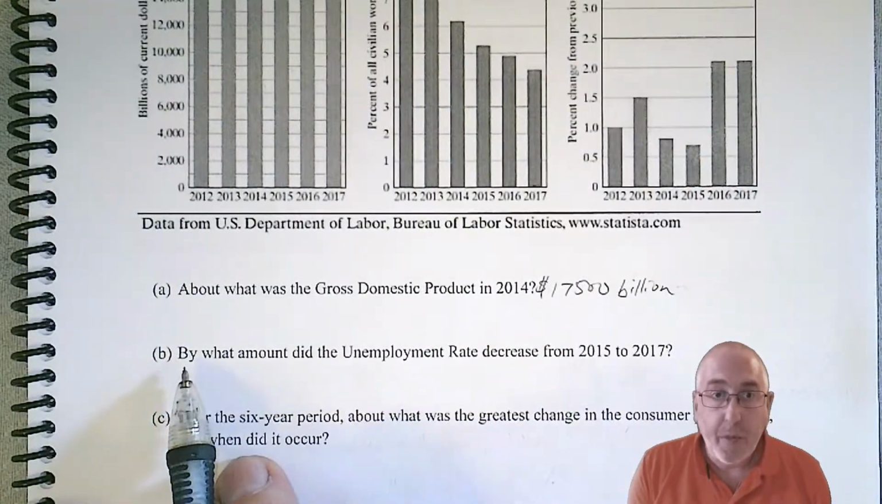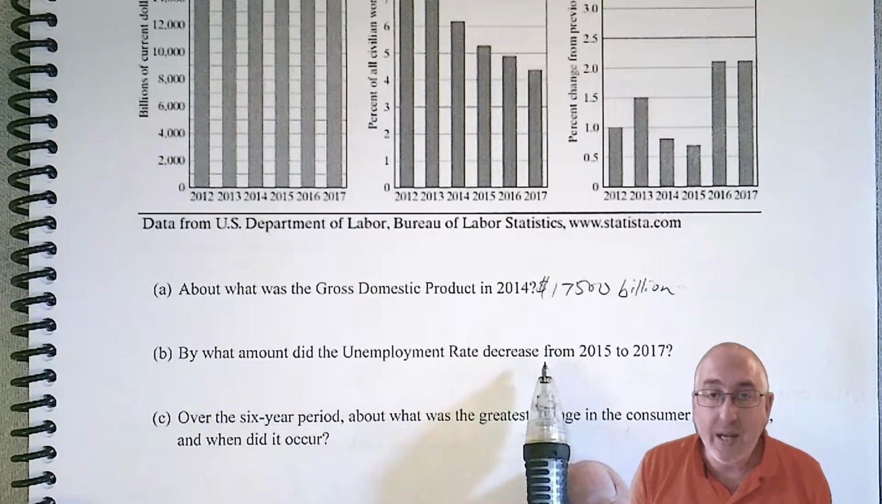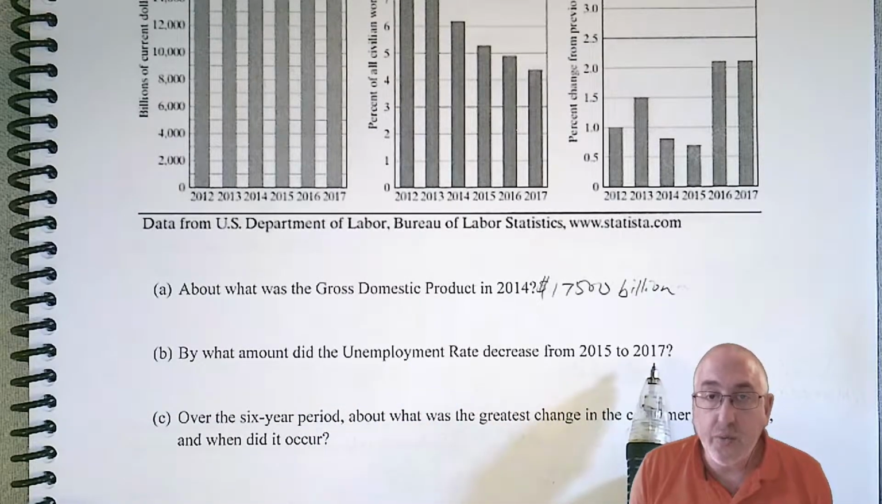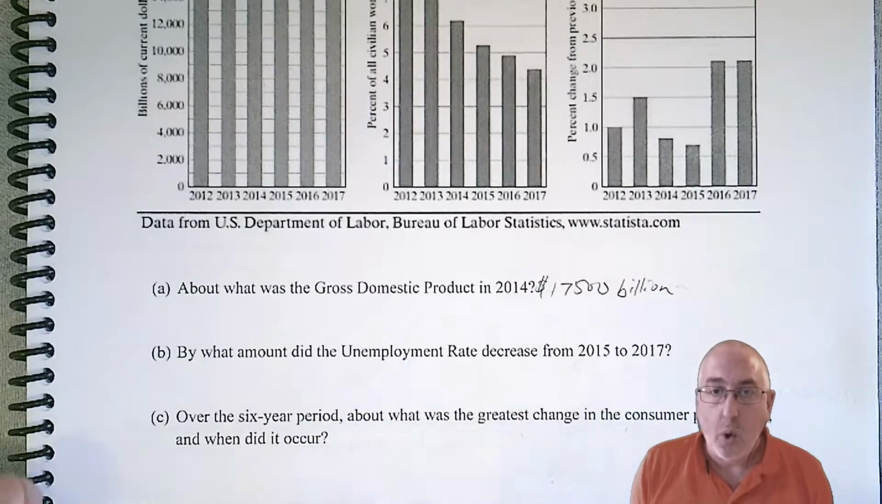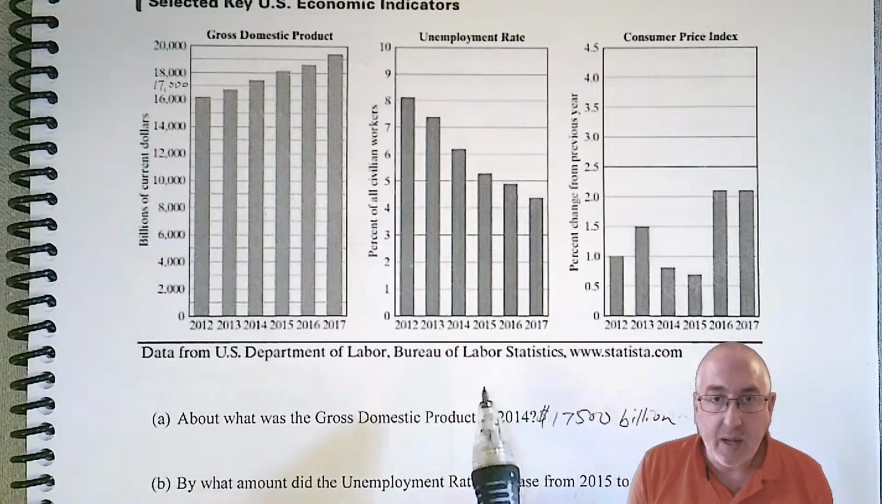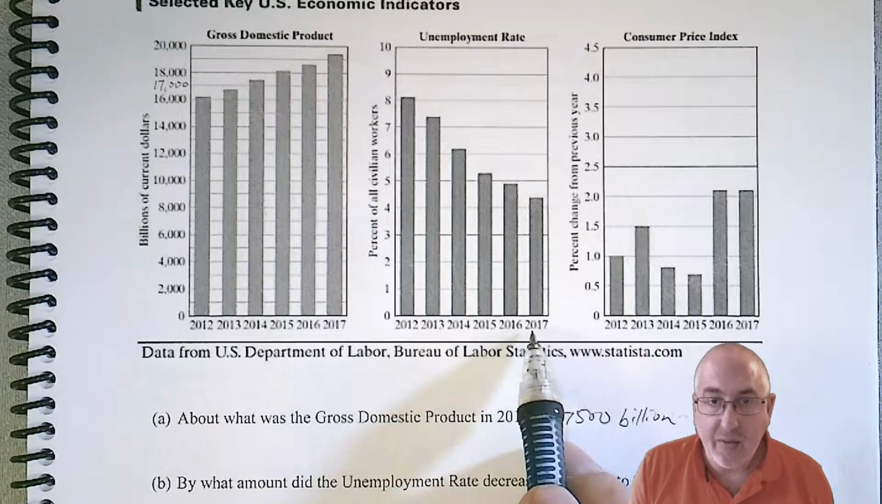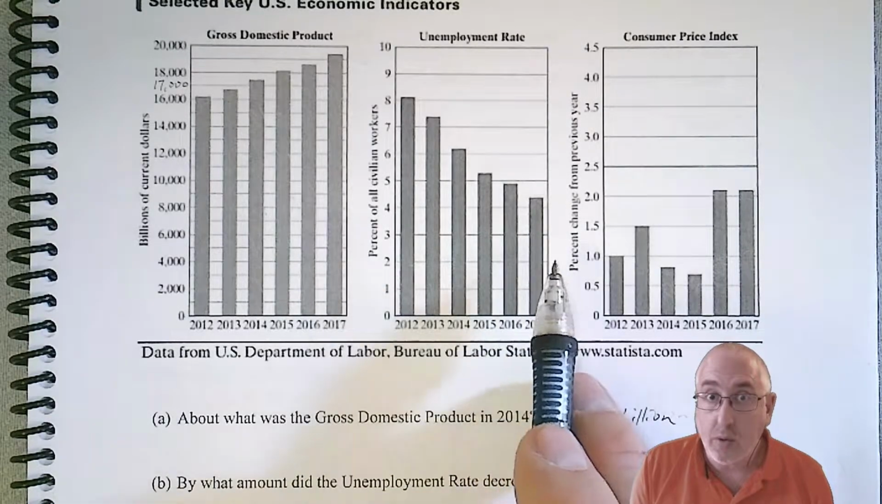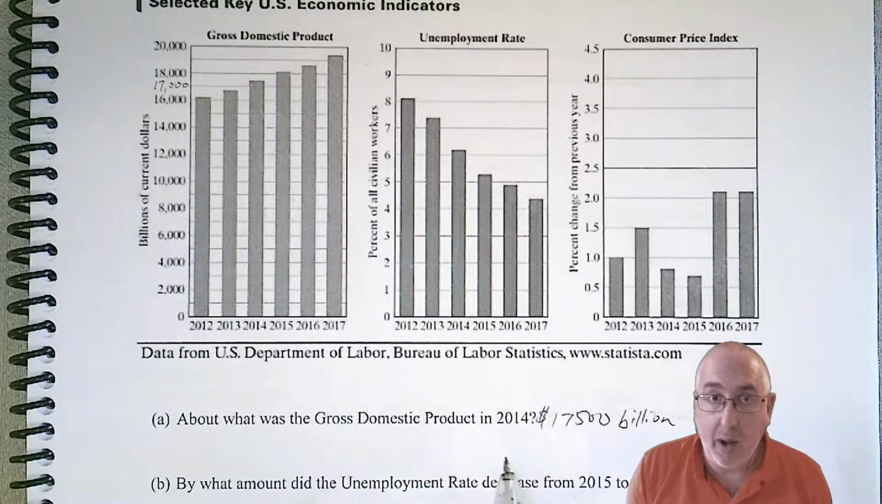All right. By what amount did the unemployment rate decrease from 2015 to 2017? Well, so let's take a look. 2015 and 2017. So it does go down. So they just want to know how much it went down by.